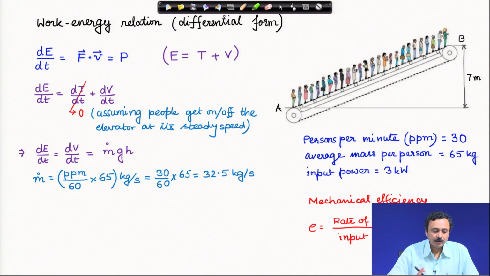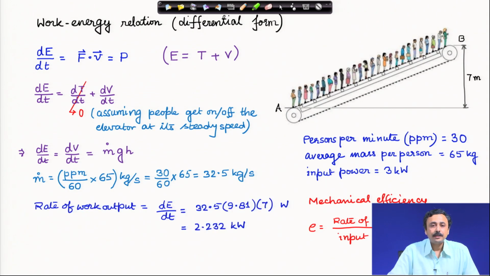Therefore, we have to calculate m dot. How do we calculate m dot? Persons per minute using the escalator is 30, given. Therefore, persons per second is persons per minute divided by 60, and a person weighs 65 kg on an average. Therefore, kg per second, which is the mass transport rate, is 30 by 60 into 65, that happens to be 32.5 kilogram per second. This is the rate at which mass is being transported to this height of 7 meter.